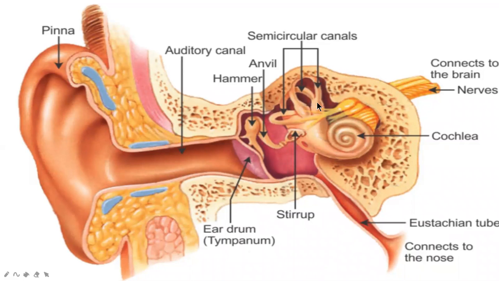You can also observe some other structures. These are half circles, 1, 2, and 3. Three canal-like structures, and they are called semicircular canals. These are also sensitive structures. And then the last structure coming out from the ear is a nerve. This is called the auditory nerve.